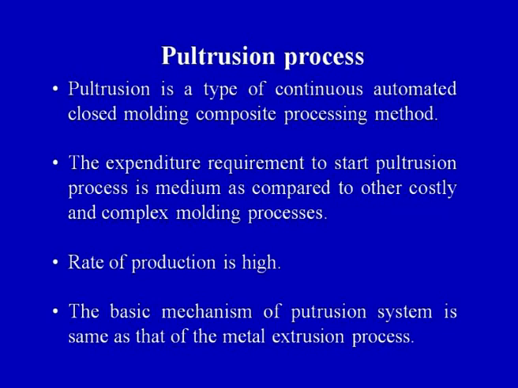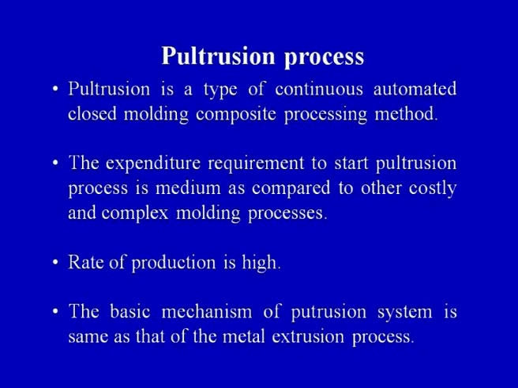Now, the pultrusion process, as you can see on your screen, is a continuous process. The product that we are going to get will be in a continuous form. It is an automated process, because manual interference in pultrusion is minimal. It is a closed molding composite processing method. Here the mold is a closed form mold, which we call a die in pultrusion.